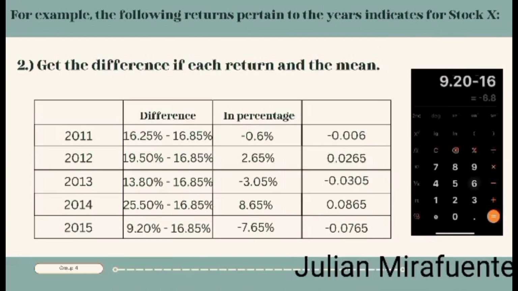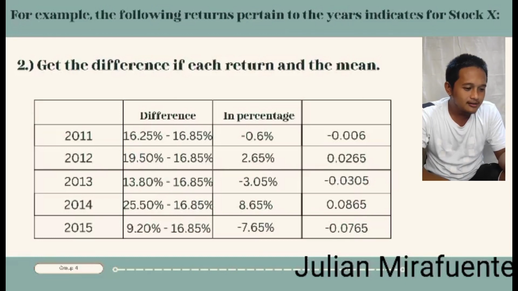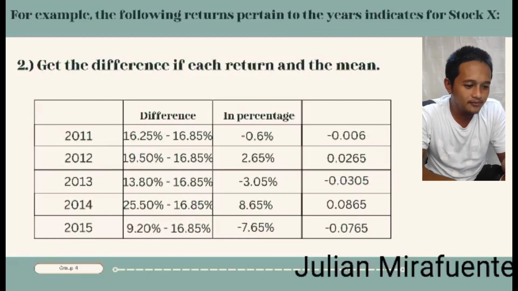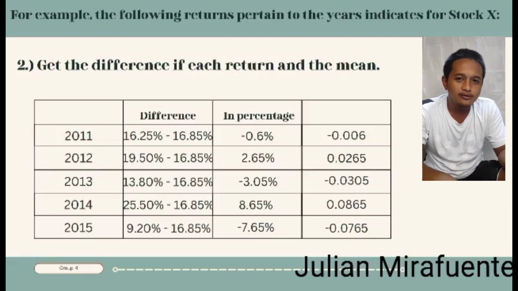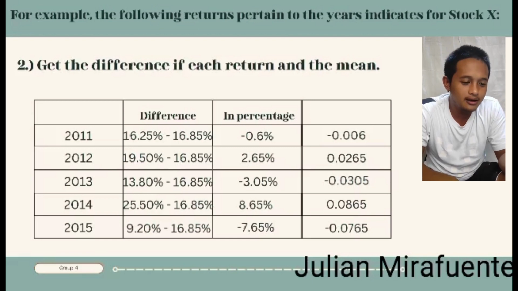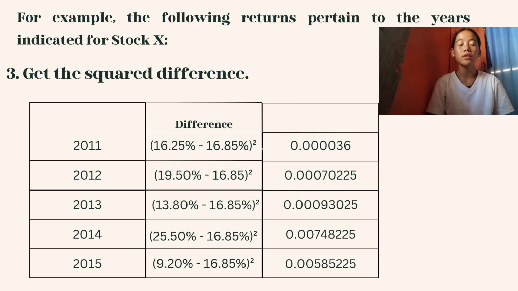In percentage, para ma-turn siya into decimal, simply we need to move two places to the left. And for 2012, the difference is 19.50% minus 16.85%. In percentage, that is 2.65%, and in decimal, 0.0265.